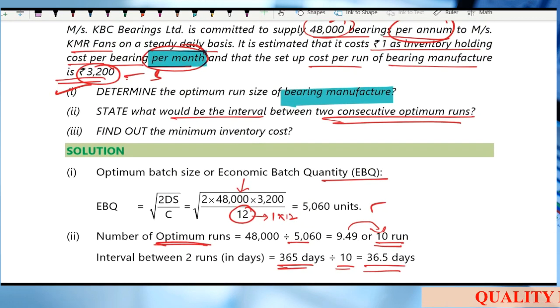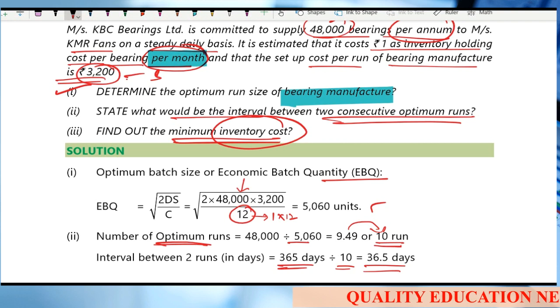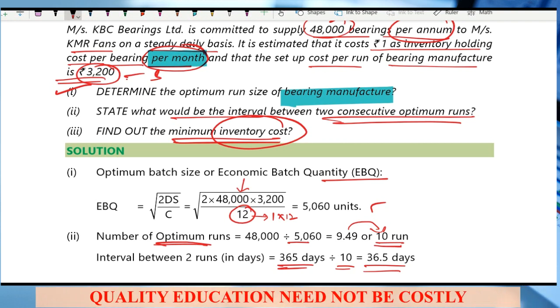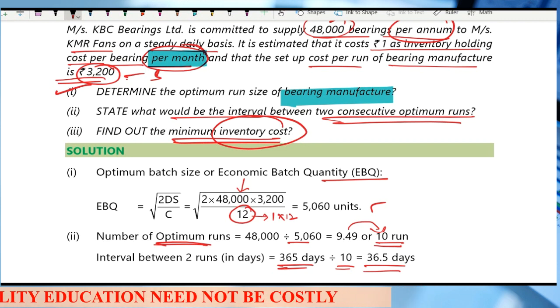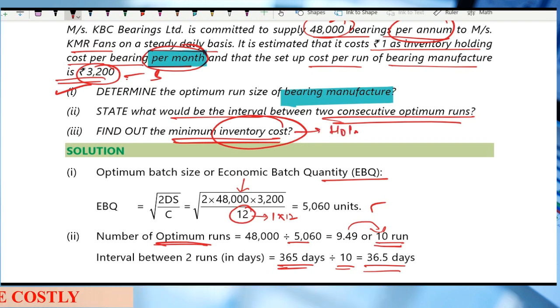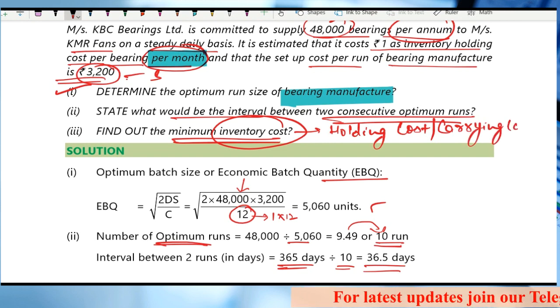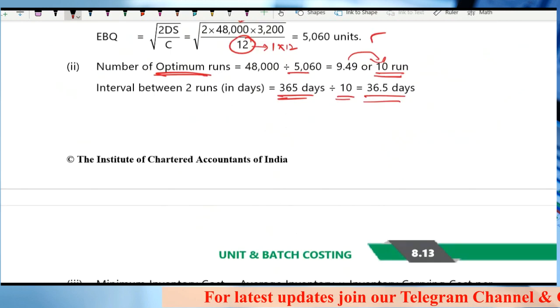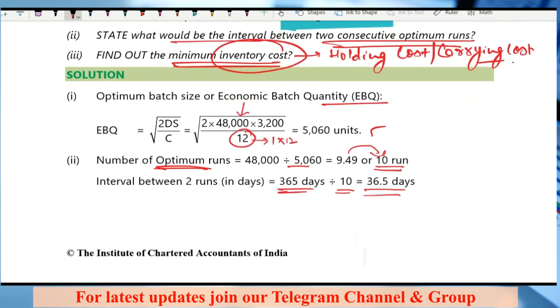Then find out the minimum inventory cost. What is meant by this inventory cost, sir? We have one, the setup cost, the other is the inventory carrying cost. So that means he is asking about the minimum inventory holding or carrying cost. He is asking about the holding cost or the carrying cost, right?